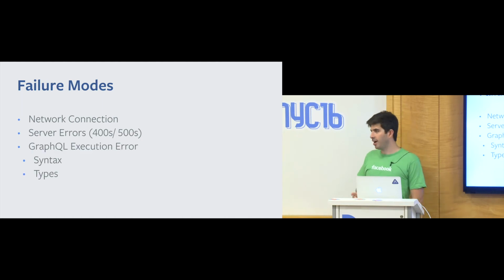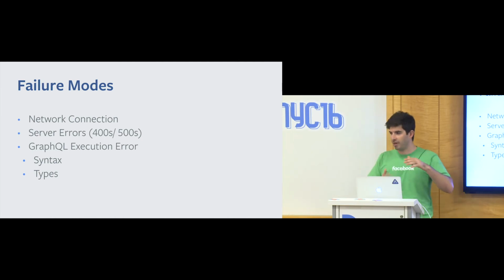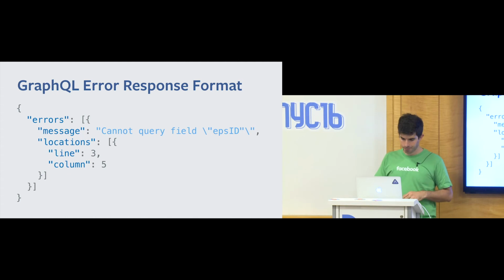But there's another class of error that GraphQL has that you don't normally see with REST APIs, and that's GraphQL execution errors. If you make a syntax mistake in the query that you send to the server, you'll get a response back that spells out the error. There's also issues if you ask for a type the schema doesn't include, things like that. There's a bunch of different GraphQL specific errors, but it's a whole other class of error you need to make sure you handle in your logic.